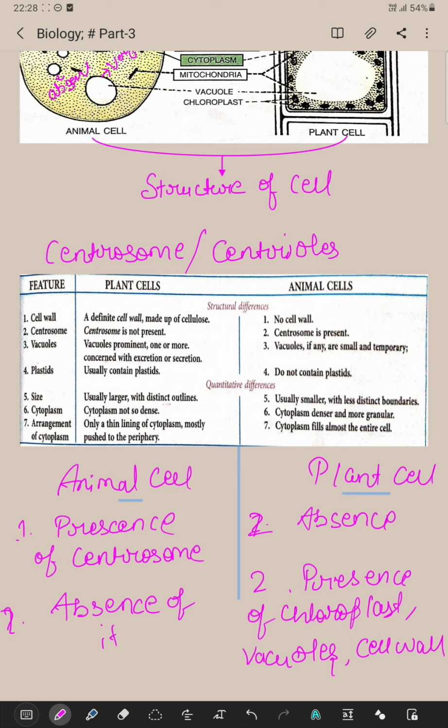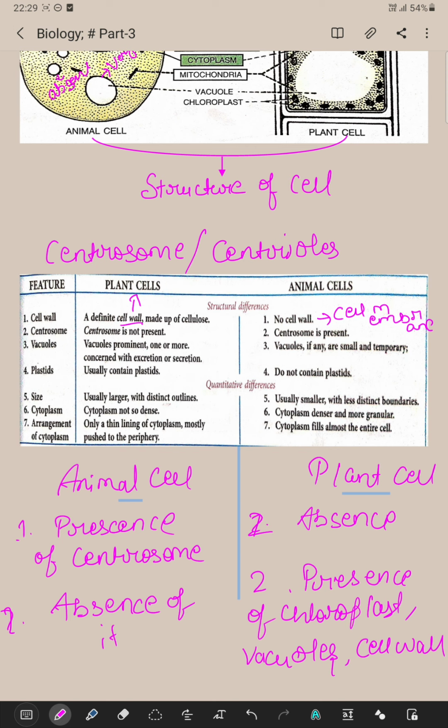Cell wall. A definite cell wall is present in plant cell, which is made up of cellulose, a type of carbohydrate. In animal cell there is no cell wall. The outermost covering of animal cell is cell membrane, and the outermost covering of plant cell is cell wall. Remember this statement. Then centrosome is not present in plant cell, and present in animal cell.